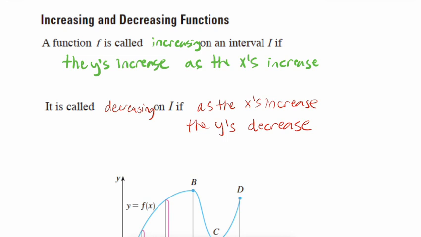As the x's increase, if the y's go up, it's increasing. If the y's go down, it's decreasing. If the y's are flat, like a horizontal piece, that would be a constant. So flat, constant. So let's take a look at these pieces here, and let's take a look at what's doing what.